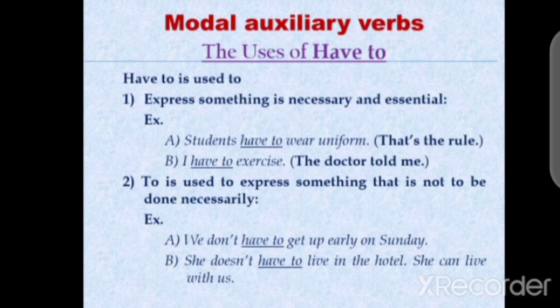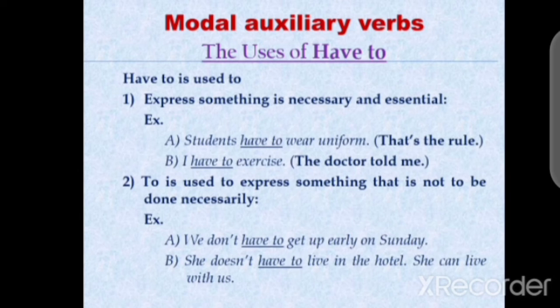The uses of have to. So now let us see the different uses of have to. It is used to express that something is a necessary or essential action. There is an example. Students have to wear uniform. So this example expresses necessity of wearing uniform. And this have to is also used to express obligation.